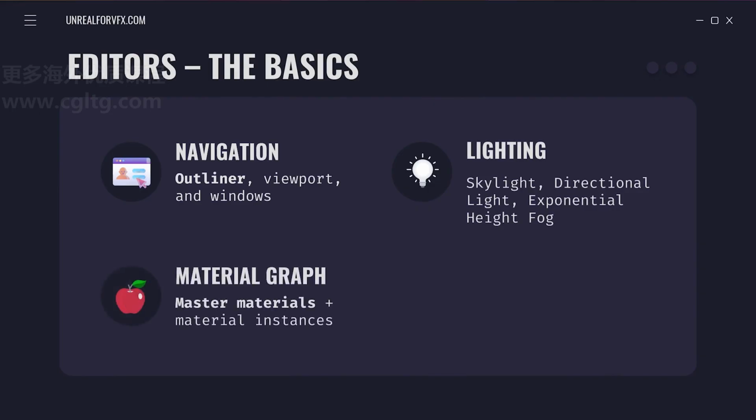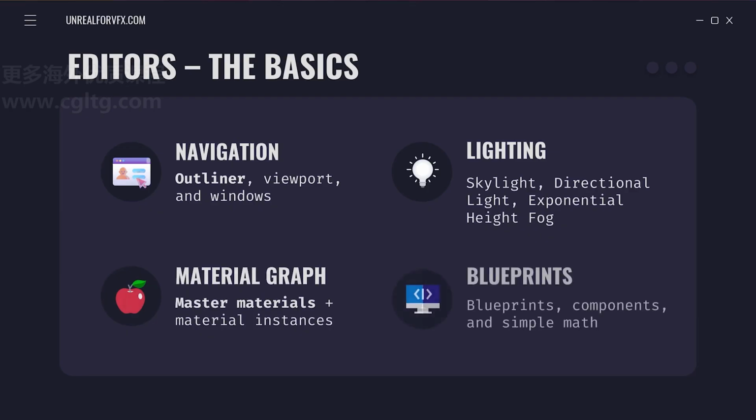We also have the material graph, which is a node-based graph to create materials inside of Unreal. And Unreal has a specific system for master materials and material instances, which we'll talk about in just a bit. And then lastly, blueprints, which is a way for us to bundle different objects together into a group. And blueprints can send and receive data using simple math and programming logic to trigger different events. Don't worry about this one. We'll walk you through it in just a few lessons.